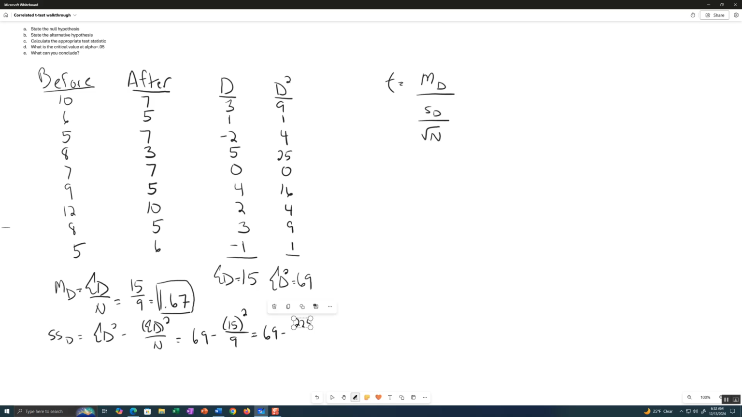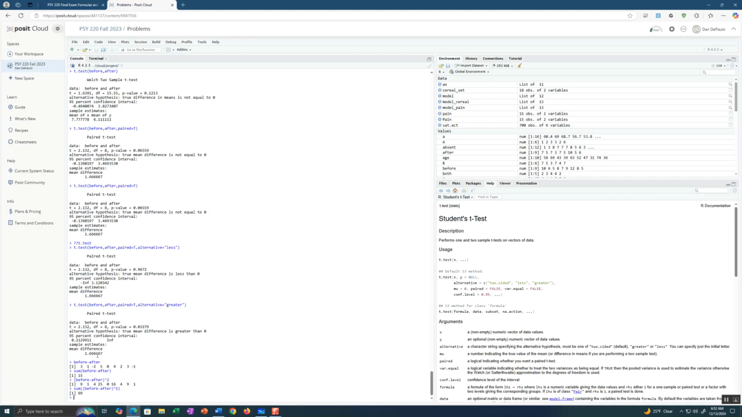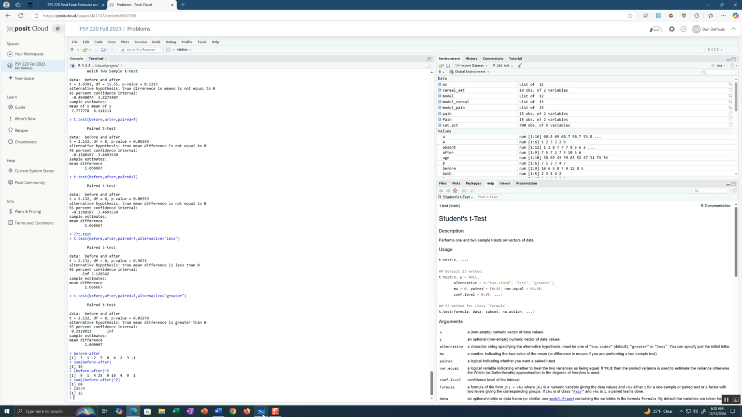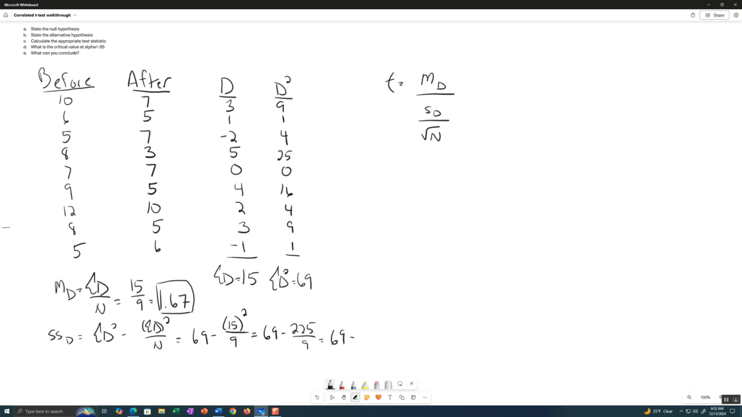Whoops. How did I do that? I hit a wrong button. That gives me 69 minus this value, 225 over 9, which I will check with this. That gives me 25. And 69 minus 25 gives me 44. That is my sum of squares of D.